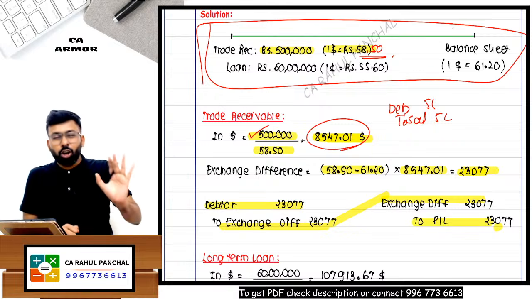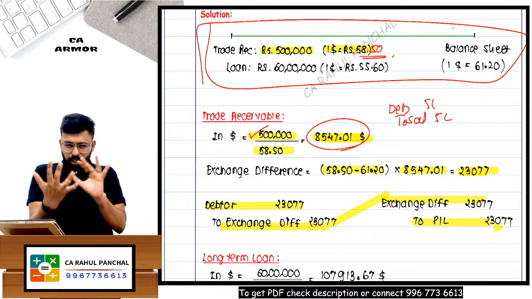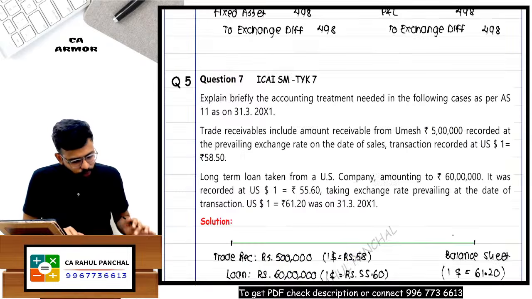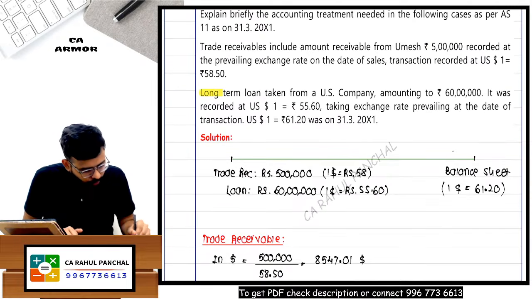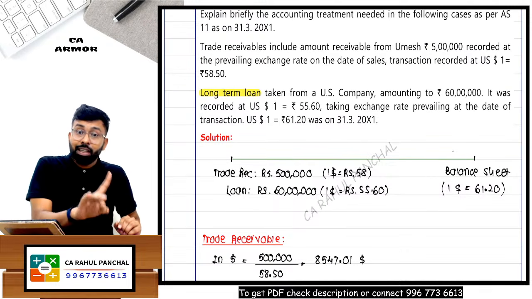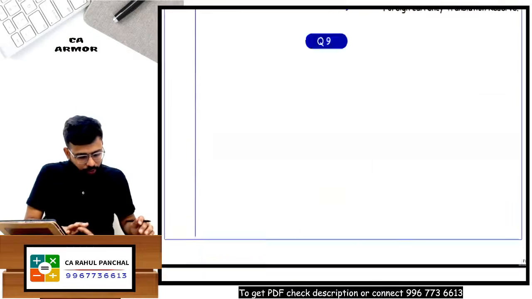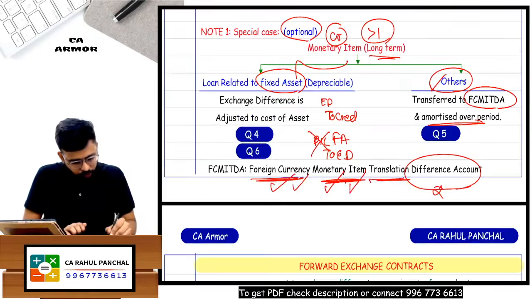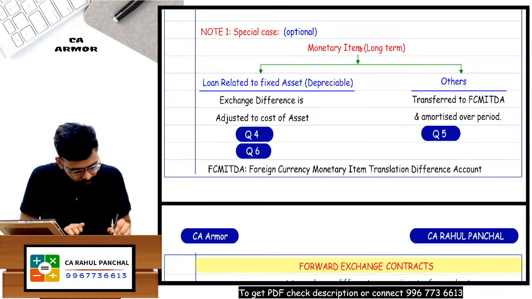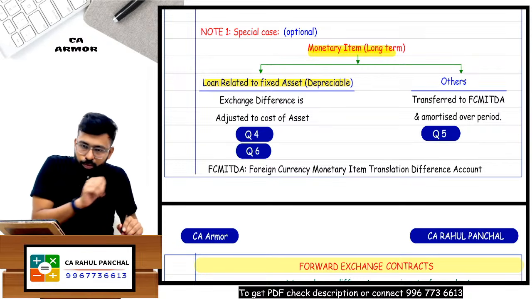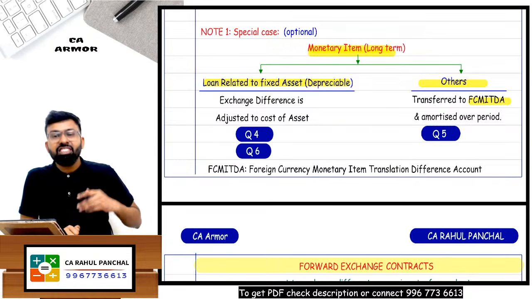Okay, solutions are already there. Link is given, you can just check the PDF. You will understand that. Now, sir, there is a twist. Acha sir, what is written? Long-term loan. When I say long-term loan, it means the company has an option. If it is long-term, that is a special note you need to understand here. So if it is long-term and related to an asset, adjust to the asset. That is the option. Or if it is other, adjust to the FC monetary item translation difference account.